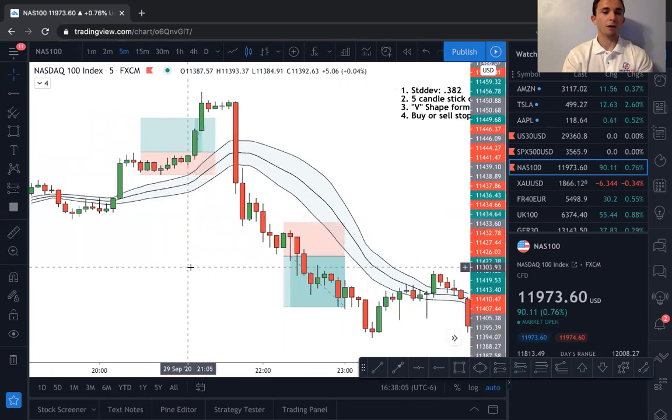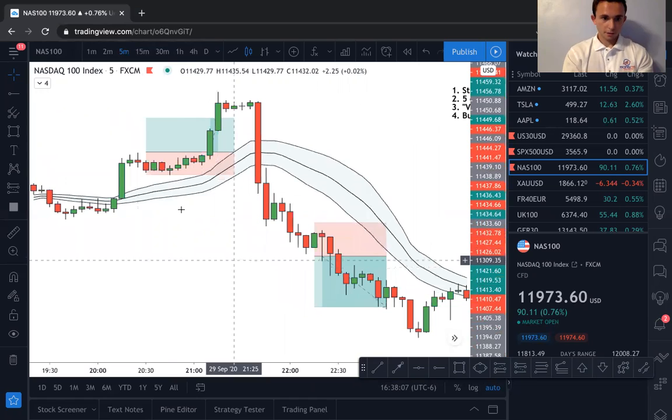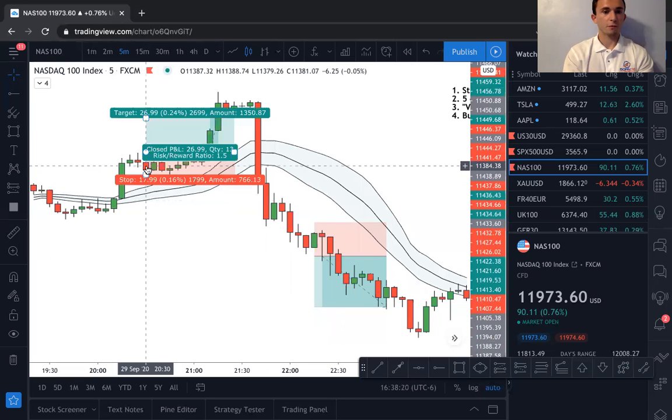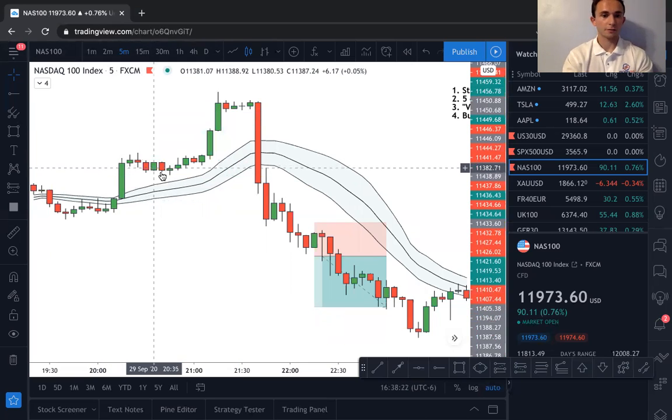And so basically all we're looking for is the first candlestick to close above the Bollinger Band. Now keep in mind, this is on the NASDAQ on the 5-minute chart. So the first candle closed above it. So that's 1, 2, 3, 4, 5. There's 5. I'm going to get rid of this for right now.